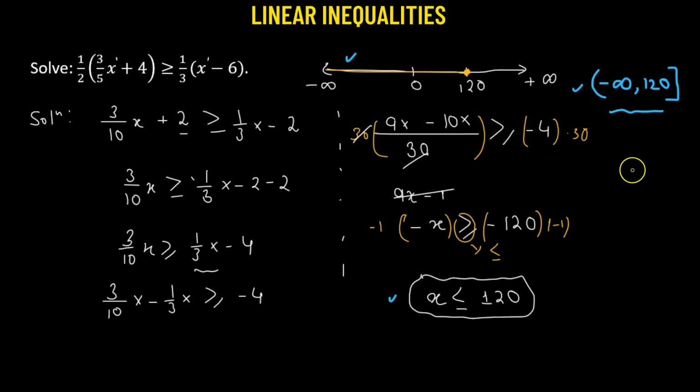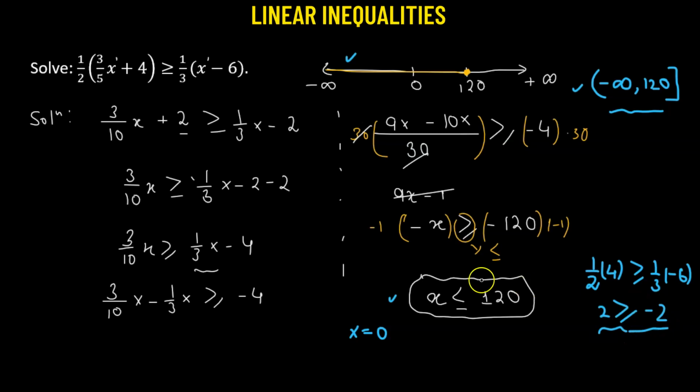And if you want to check whether these are true solutions or not, you can take any value of x less than 120. Let's say we take x equals 0, and plug this value into our inequality. So we have half of 3/5x, which will go to 0. So we have half of 4. We are saying that this is greater than or equal to 1/3 of 0 minus 6. The 1/3 of 0 minus 6 is -6. So we have 2, which is greater than or equal to -2. This is true. So that means any value of x less than 120 is going to satisfy this given linear inequality.